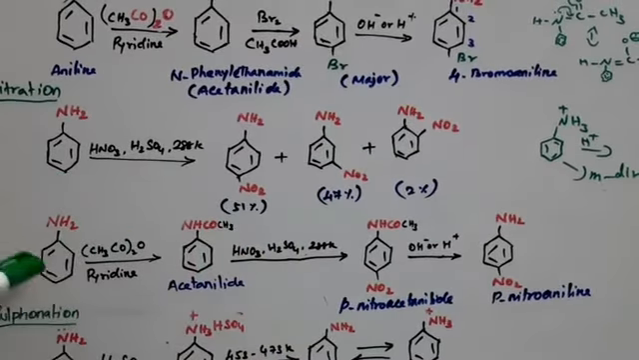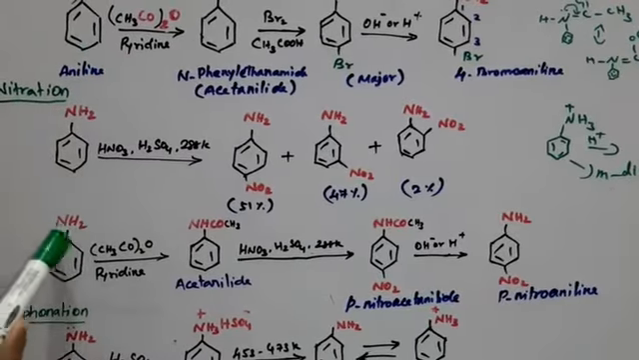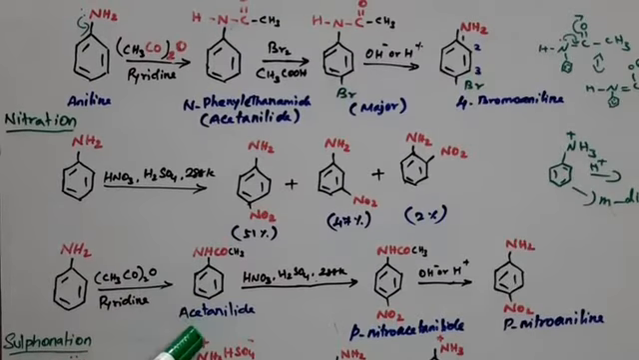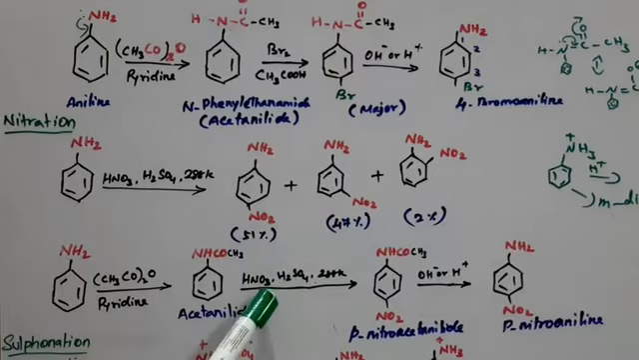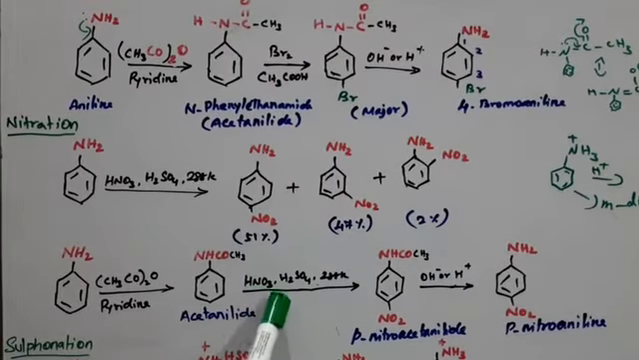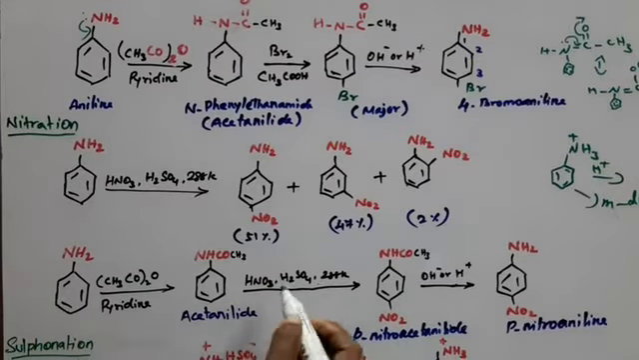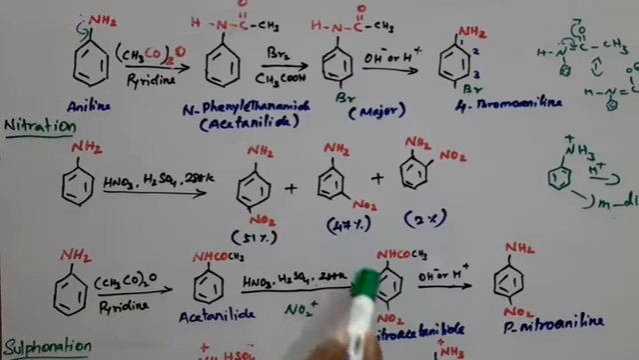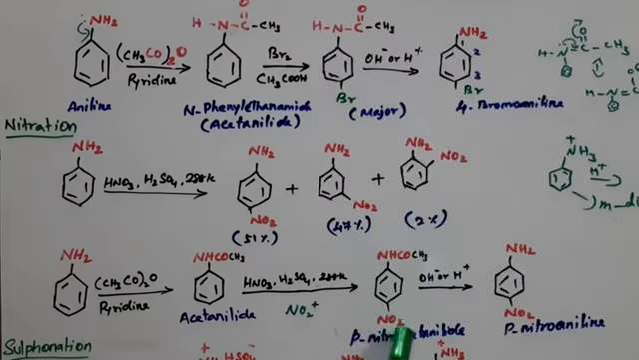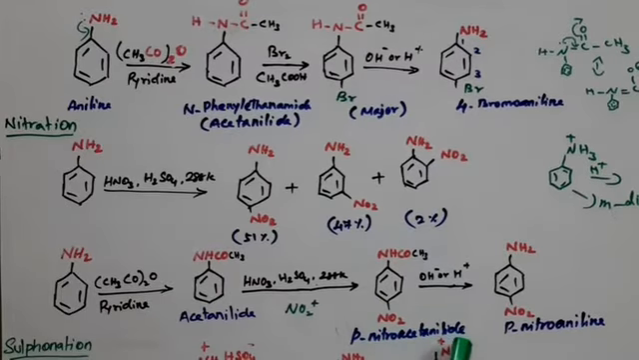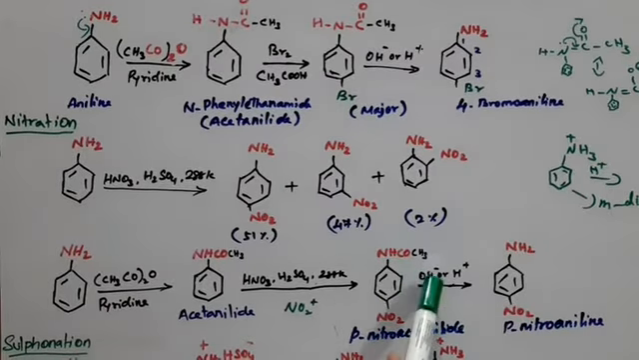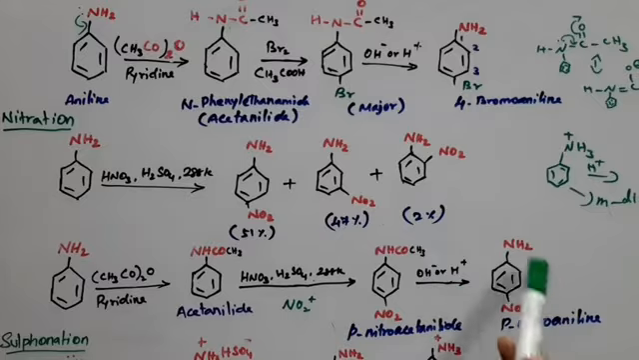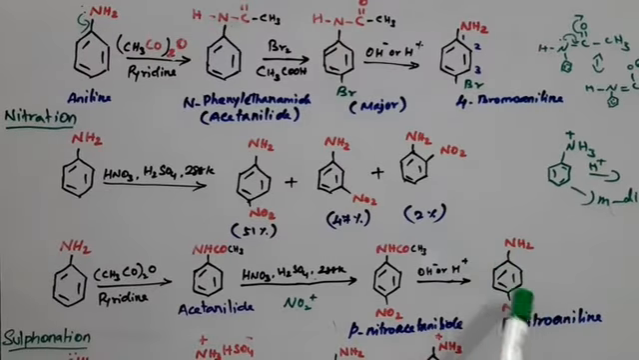So after the same reactions repeatedly, the activating group is controlled by the acetylation reaction. We can get the acetanilide. Then acetanilide on nitration with HNO3 plus H2SO4 supplies the electrophile NO2 plus. This NO2 plus substitutes at the para position, and we can get the mono derivative, para nitroacetanilide. After that the hydrolysis reaction takes place, and we can get para nitroaniline, the mono substituted nitroaniline.